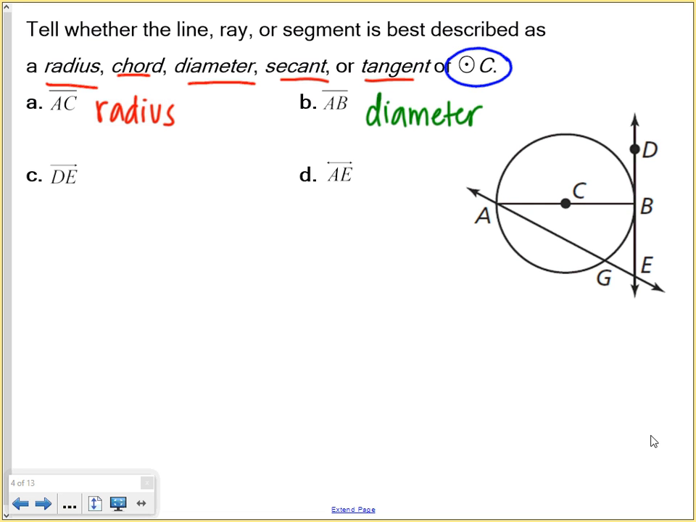Ray DE is the next one. Now, Seth, since you already answered, I'm going to ask you not to answer this one, okay? So, Ray DE on the outside of the circle. Caleb? That is an example of a tangent. Very good. The tangent, just as a hint to you, is the only one that's ever on the outside of the circle.